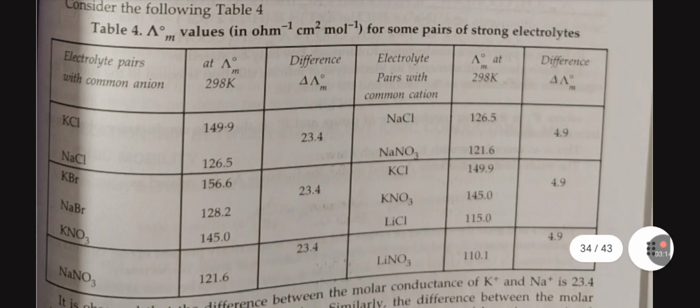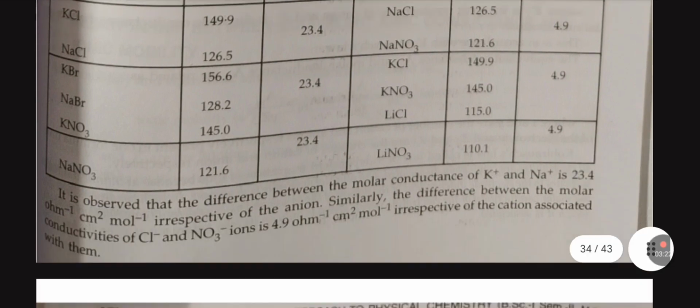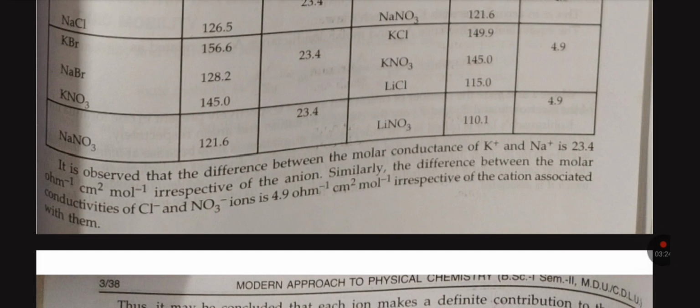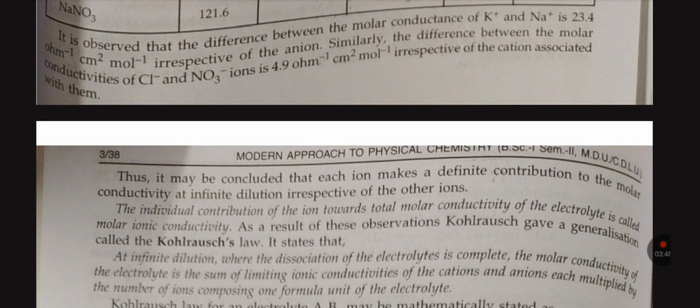Consider table 4. This table shows the Λ0m values for some pairs of strong electrolytes. It is observed that the difference between the molar conductance of K+ and Na+ is 23.4 ohm inverse centimeter square mole inverse respectively of the ion. Similarly, the difference between the molar conductance of Cl- and NO3- ion is 4.9 ohm inverse centimeter square mole inverse, irrespective of the cation associated with them.